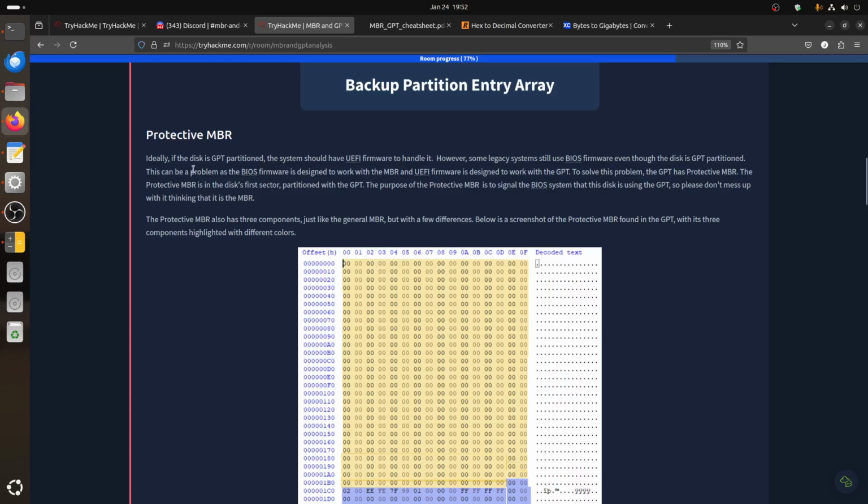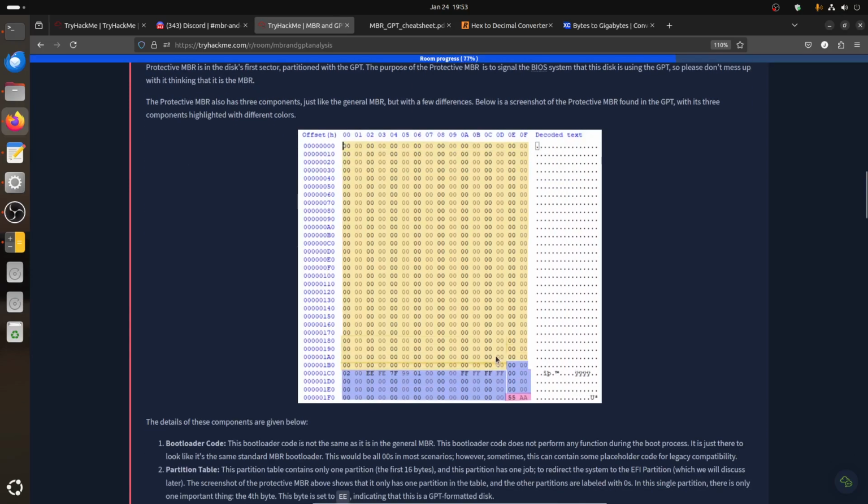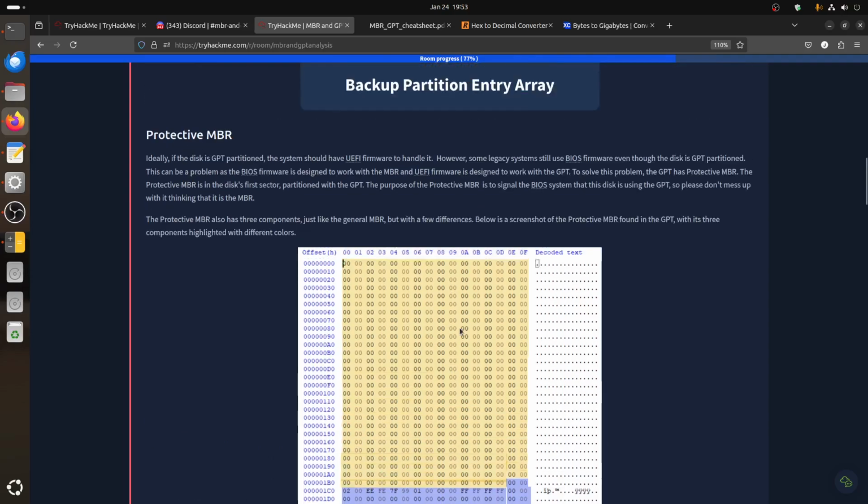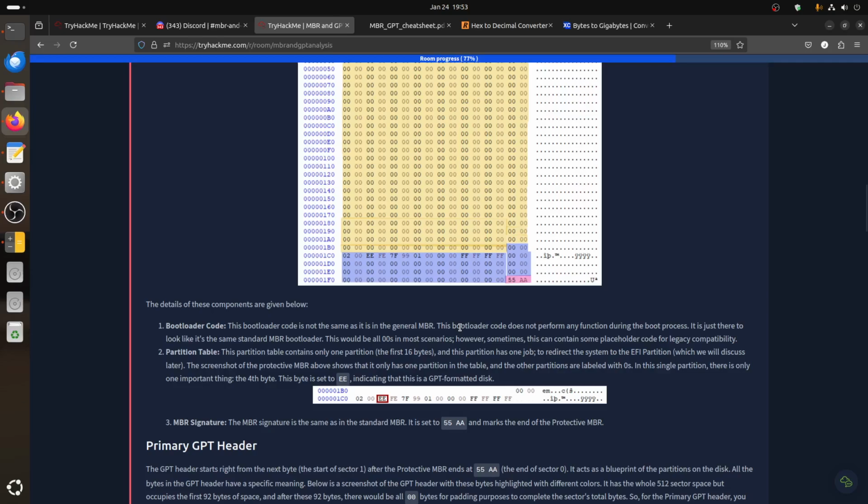Why are they zeros, by the way? The system should use UEFI firmware to handle it. However, some legacy systems still use BIOS firmware even though the disk has a GPT partition scheme. This can be a problem. To solve this problem, the GPT has a protective MBR. The protective MBR is in the first sector of a GPT-partitioned disk. The purpose, so the first part, all these zeros, is the protective MBR, and then we have this code, the protective code.